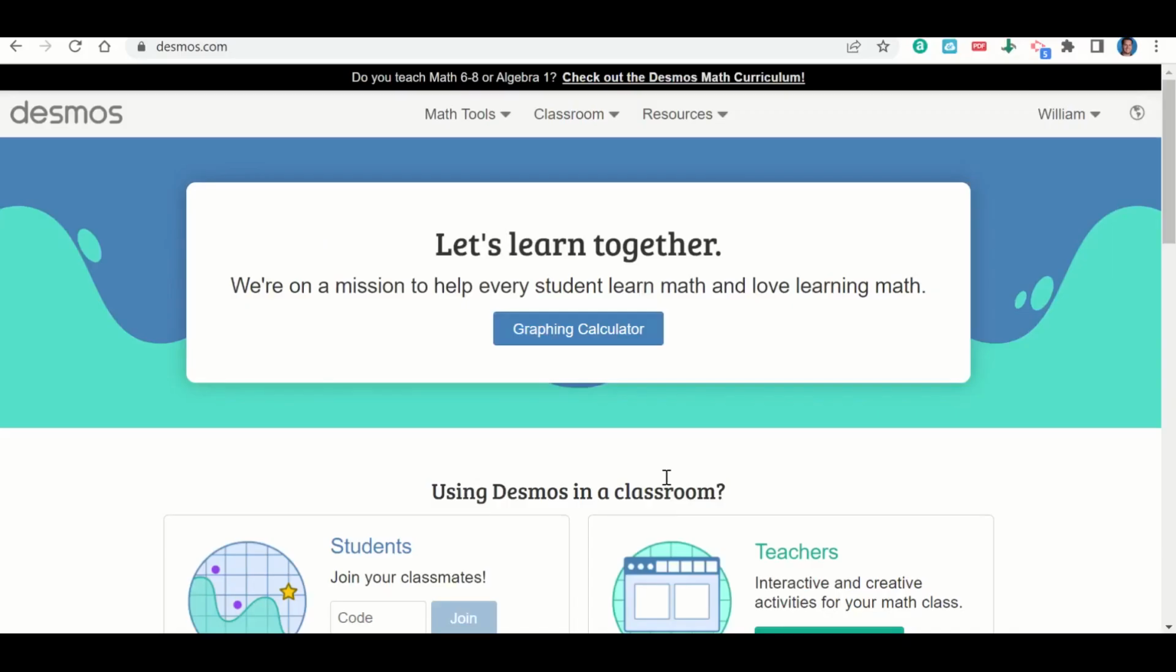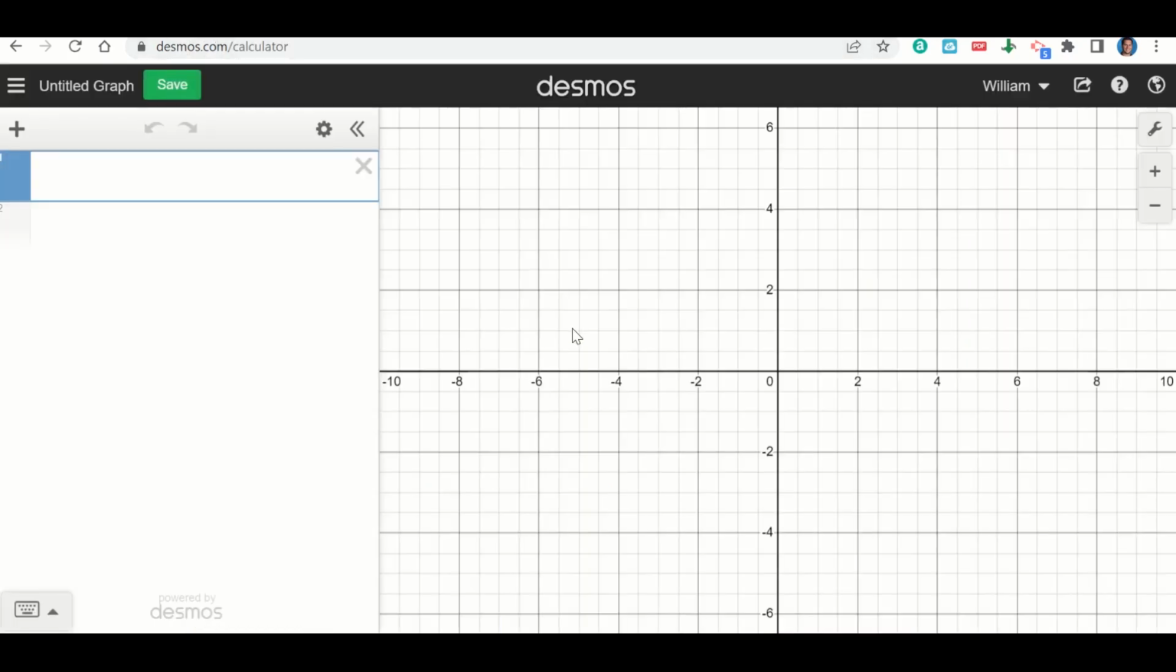Let's talk now about how we can use Desmos to check our work when dealing with systems of linear equations. So first thing we're going to do is go to desmos.com, which is here, and we're going to click on Graphing Calculator. Now, this allows us to type in our equations over here. So let's go ahead and put in an equation. So let's say it's y equals 2x minus 4. So there's our first equation.